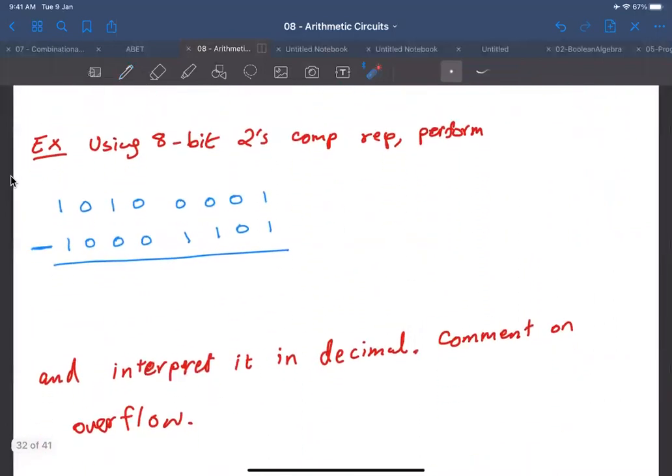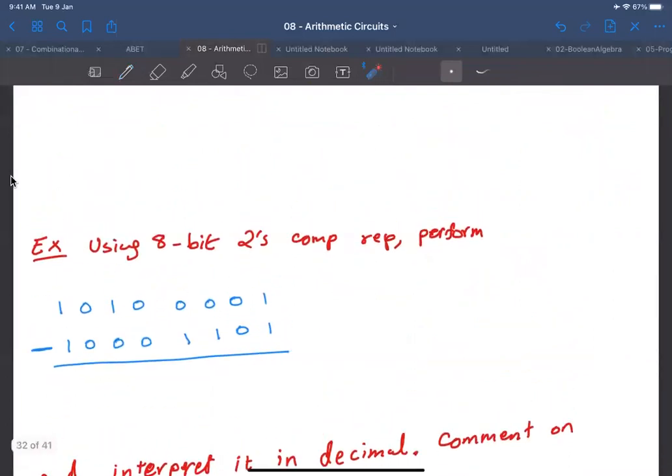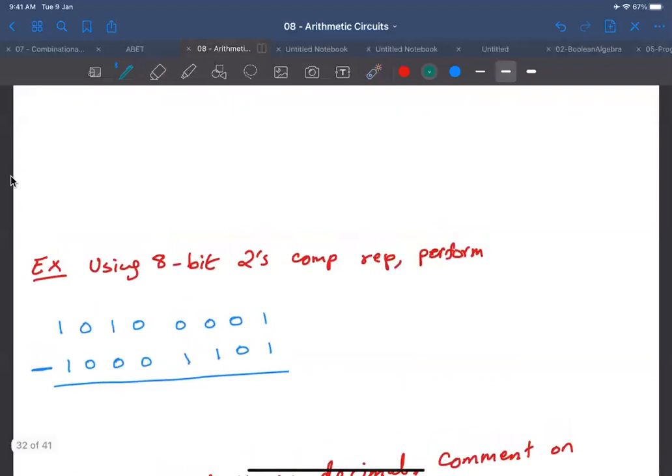What about now a subtraction problem? Remember, in 2's complement subtraction, what do we do? So if you have A minus B, what do we do? Who can remind us what we can do? This is A. We convert it to what?